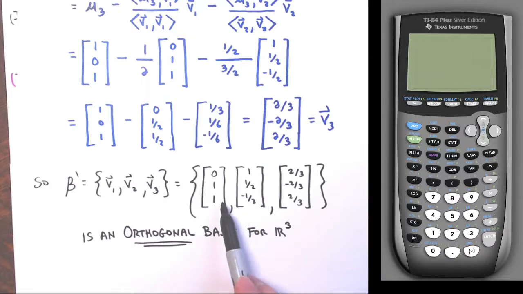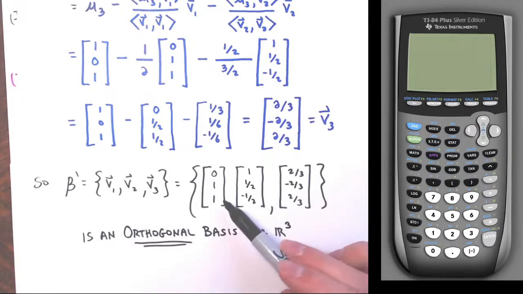Let's just double check. How about the dot product of v1 with v2? That's 0 plus 1/2 minus 1/2, that's 0, they're orthogonal. How about v1 with v3? That'd be 0 minus 2/3 plus 2/3, that'd be 0, they're orthogonal. And then v2 with v3, we get 2/3 minus 1/3, and then minus another third. So 2/3 minus a third minus a third, that is 0. So it's pairwise orthogonal. This is an orthogonal set and therefore independent, and it's got 3 vectors. So it is a basis, an orthogonal basis for R3.